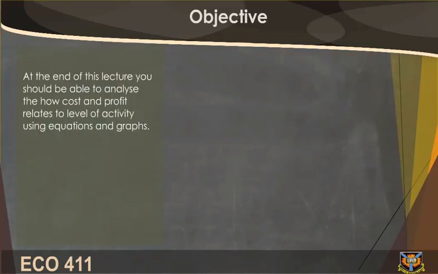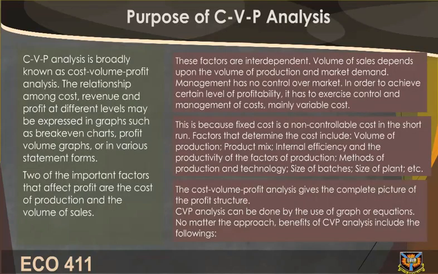Objective. At the end of this lecture, you should be able to analyze how cost and profit relates to level of activity using equations and graphs. Purpose of CVP analysis. CVP analysis is broadly known as cost, volume, profit analysis. Relationship among cost, revenue, and profit at different levels may be expressed in graphs such as break-even charts, profit-volume graphs, or in various statement forms.